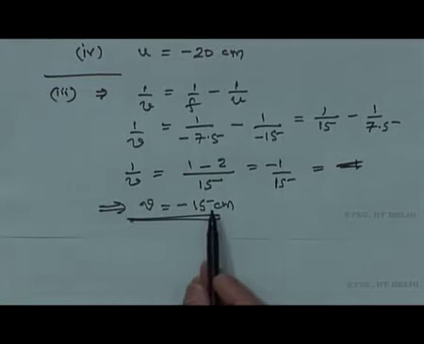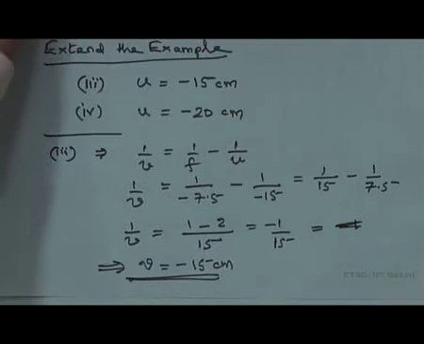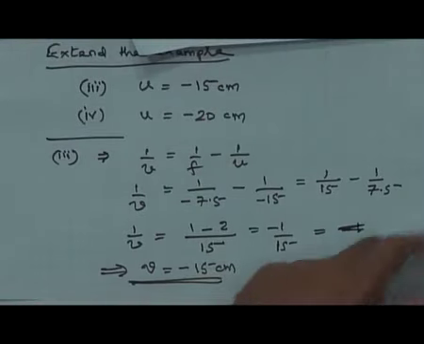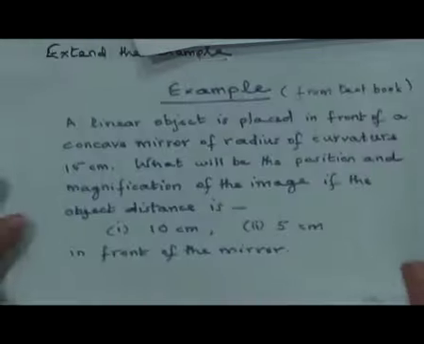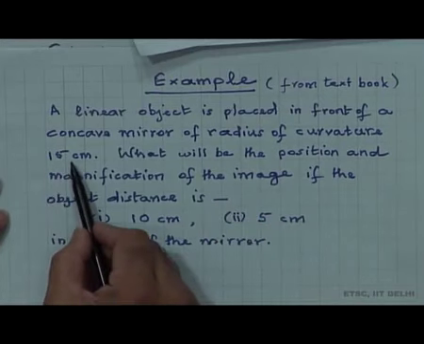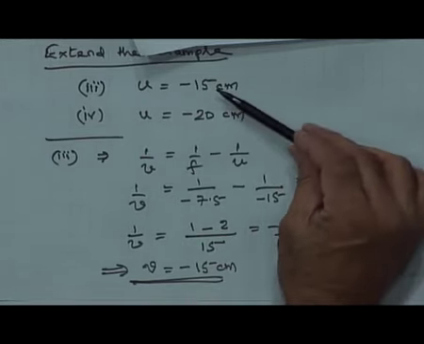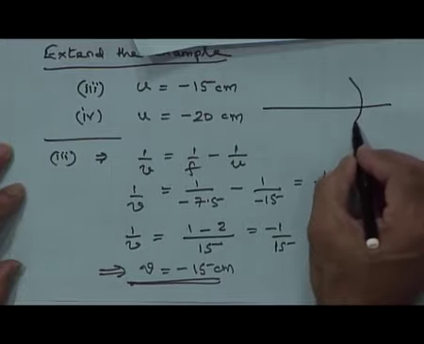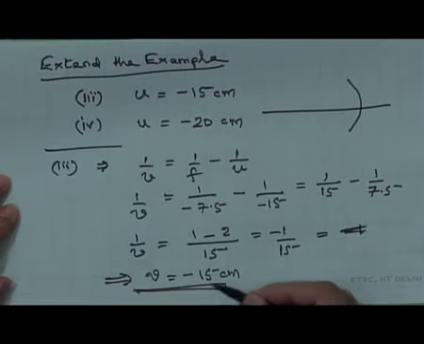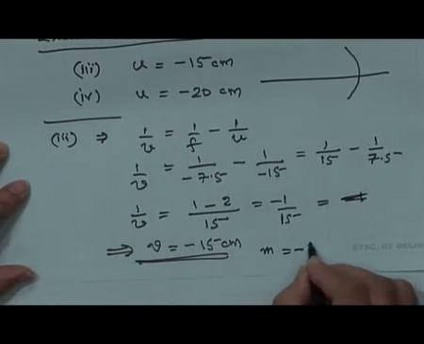So what is 15 centimeters? Minus 15 centimeters is the radius of curvature. It is given in the problem that minus 15 centimeter was the radius of curvature. So let me check where the problem is. So here is the example. It was given that the radius of curvature is 15 centimeters, and therefore we got, when the object is placed at the radius of curvature, the image is also formed at the radius of curvature. So here it is. And what would be M? The magnification will be minus V by U. So both are same, and therefore the magnification M will be equal to minus 1.